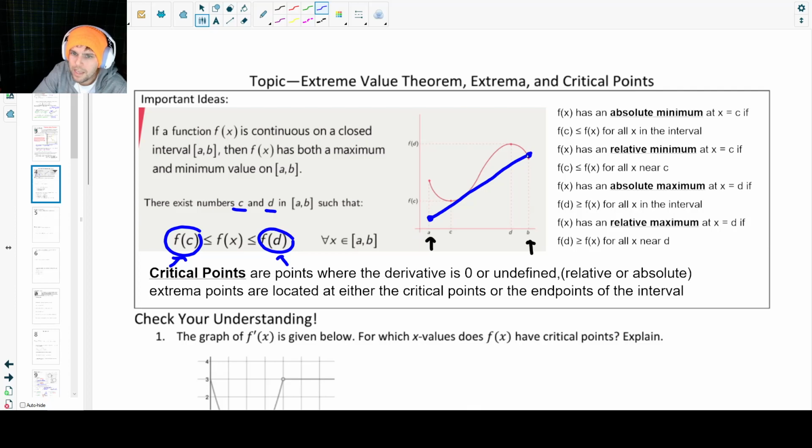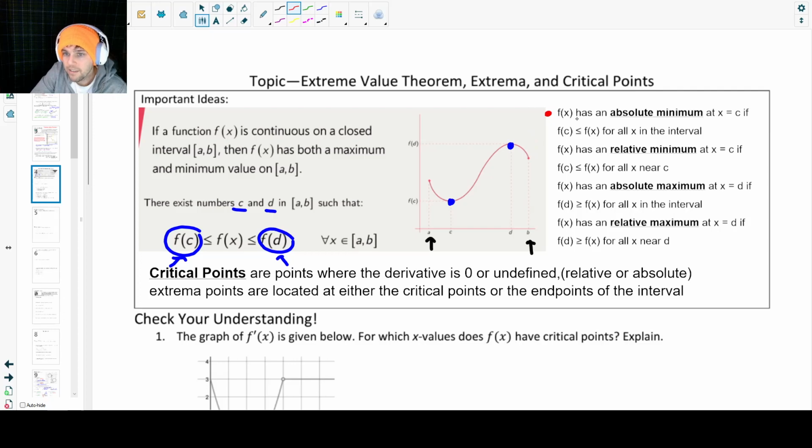So the endpoints could be our minimum and maximum, or they could occur somewhere in the middle like we see on our original graph here. The point is the extreme value theorem guarantees that they do exist. It doesn't tell us where, it just tells us that there is a minimum and there is a maximum in that interval.